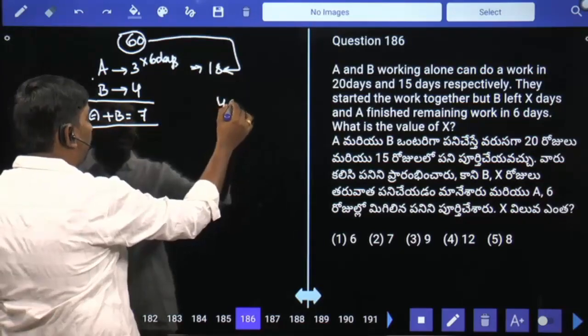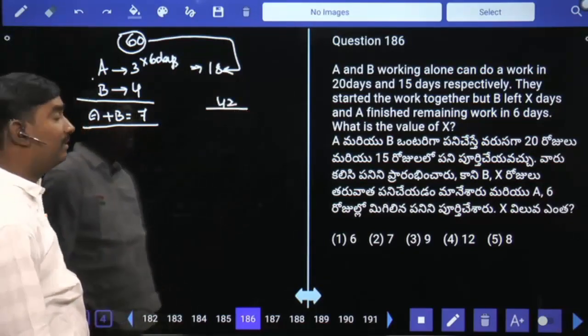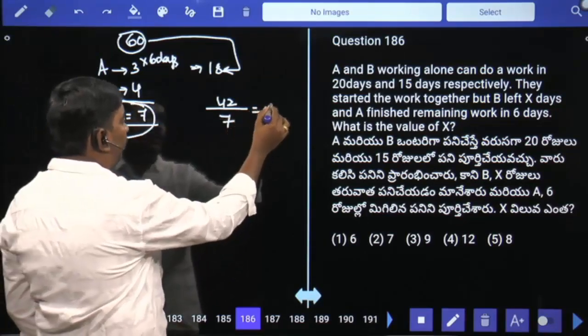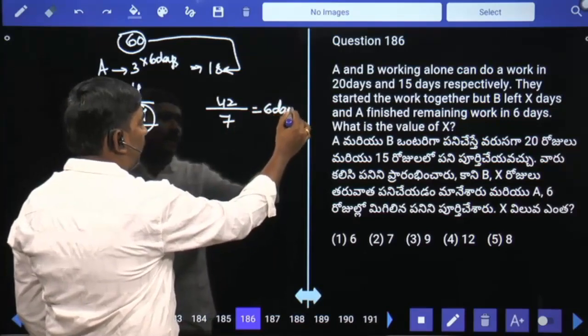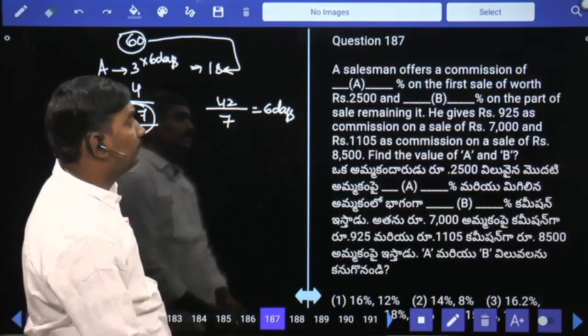So the remaining 42 units were already done by A plus B together in X days. A plus B together in one day do 7 units, so 42 units take 6 days. After 6 days, B left. X is nothing but 6.